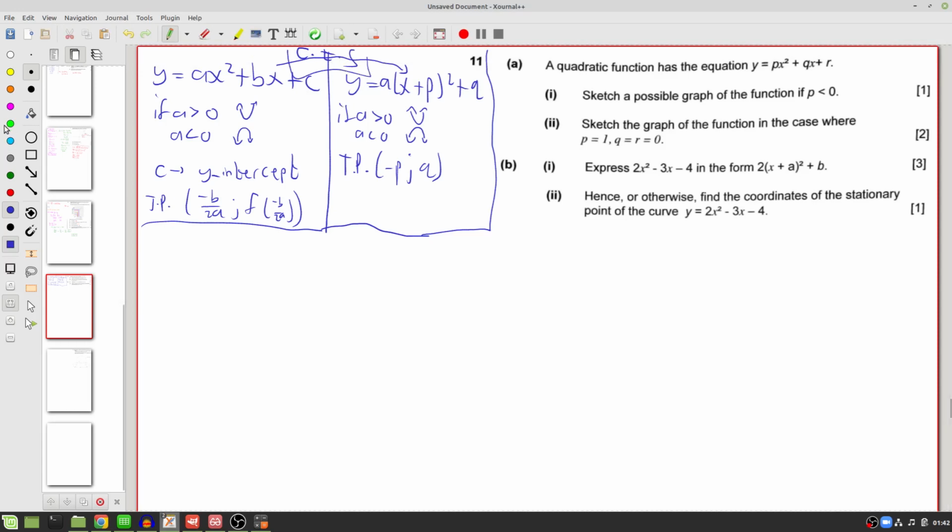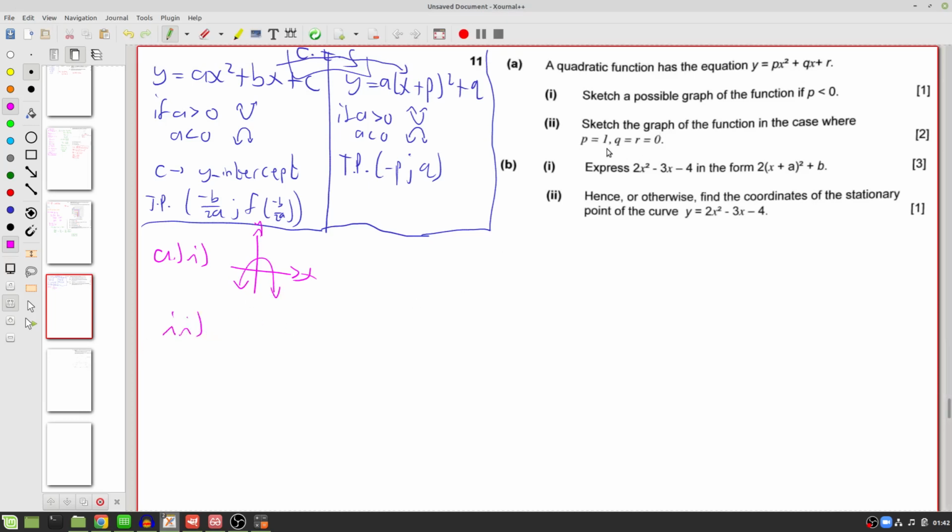Alright, let's get into the questions. Question A1. Sketch a possible graph of the function if p is less than 0. Okay, so the number in front of the x squared is negative. What does the graph look like? Looks like this, right? If the a value is negative. So we can just draw our Cartesian plane and then sketch any sad face graph. That's it. You could have sketched it there, you could have sketched it here, doesn't matter, right? Any sad face graph will do.